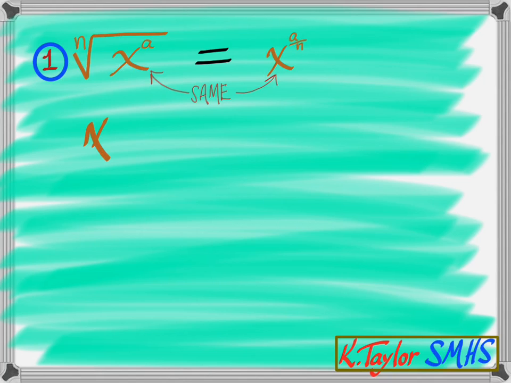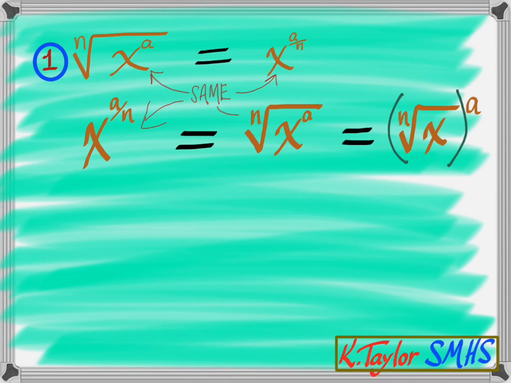I could just as easily have written x to the a over n equals the nth root of x to the a. It's not that one's better or worse. They are the same. And your goal is fluency between one form and another. Incidentally, we could also write this as the nth root of x to the a power. All of those are the same.